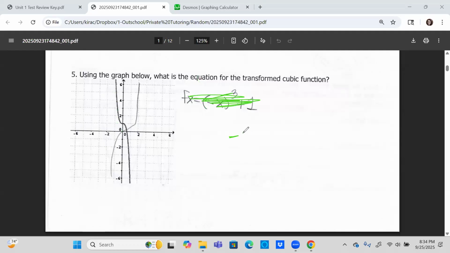This is the answer key's got -5 x cubed plus 1. So I certainly agree with the plus 1 because the belly button kind of should be right there and it's up 1. I agree with the negative because it got flipped or reflected. But seeing the 5 in there is hard.